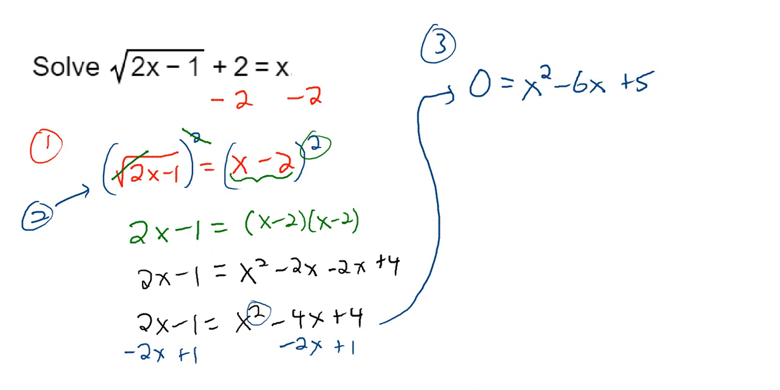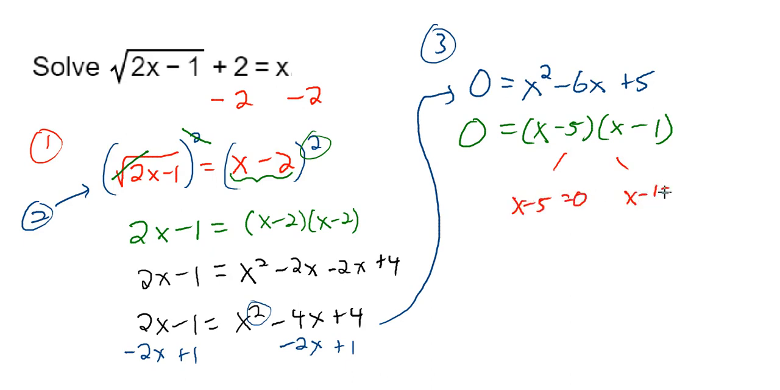So this one's a little bit easier to factor. We will find two numbers that multiply to 5 and add to 6. That's going to be negative 5 and negative 1. I kind of misspoke there. Two numbers that multiply to positive 5 but add to negative 6. That's going to be negative 5 and negative 1. And then we set each factor equal to 0 to solve this equation, just like we always do with quadratic equations. And we get two answers. We get x equals 5 and x equals 1.